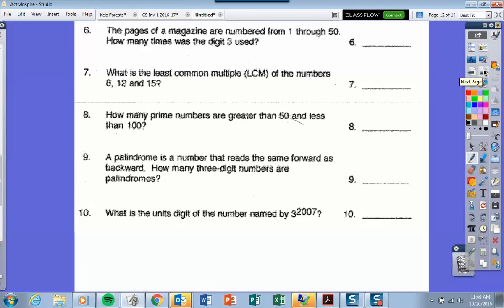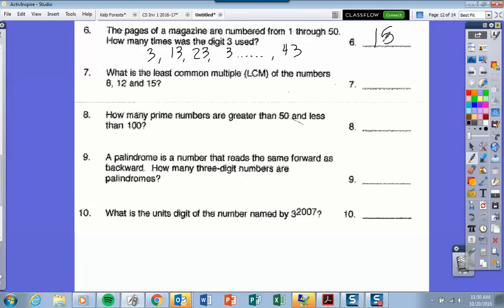The pages of a magazine are numbered from 1 through 50. How many times was the digit 3 used? The simplest way to do this is to go through and just write out every time you see 3. So you're going to see 3, 13, 23. You're going to see a bunch of 30s. And you're going to see 43. If we add all of those up, we get 15.